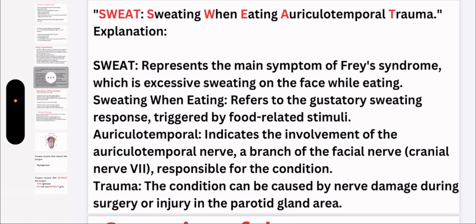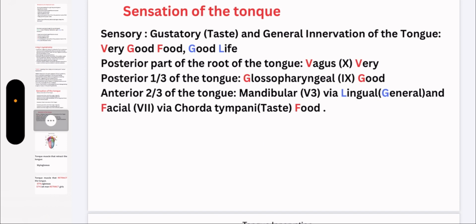SWEAT represents the main symptom of Frey syndrome, which is excessive sweating on the face while eating. Sweating when eating refers to the gustatory sweating response triggered by food-related stimuli. The A is for auriculotemporal nerve. This indicates the involvement of the auriculotemporal nerve, a branch of the mandibular nerve, responsible for the condition. The T in the word SWEAT is for trauma. The condition can be caused by nerve damage during surgery or injury to the parotid gland. So you remember the whole syndrome by just remembering SWEAT, which means sweating when eating, auriculotemporal trauma.